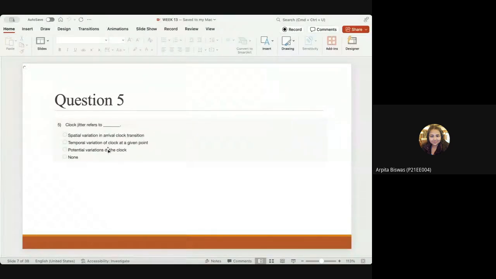Clock jitter refers to: the first option is the spatial variation in arrival of clock transition; option B is the temporal variation of the clock at a given point; option C is the potential variation of the clock; and option D is none. Please go through the question carefully and try to find out the right answer.